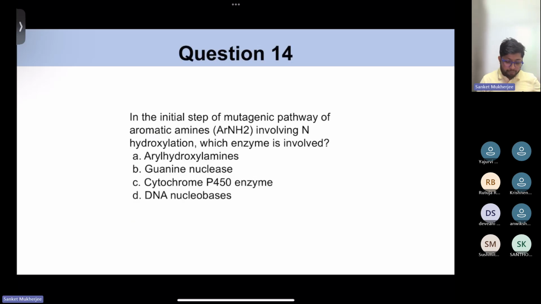The initial step of the mutagenic pathway of aromatic amines, which involves aromatic amine ArNH2, involves N-hydroxylation. Which enzyme is involved? Is it aryl hydroxylamines, guanine nuclease, cytochrome P450 enzyme, or DNA nucleobases?